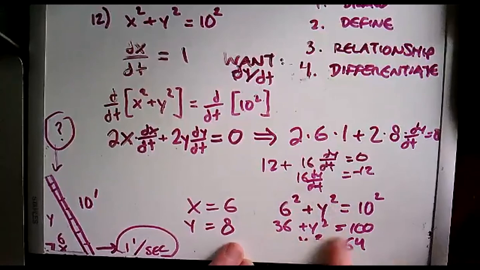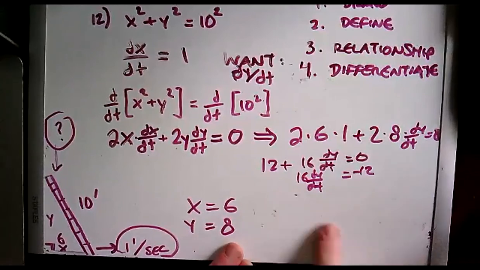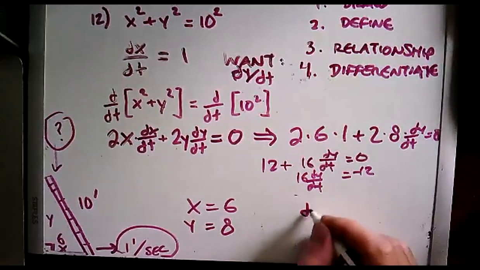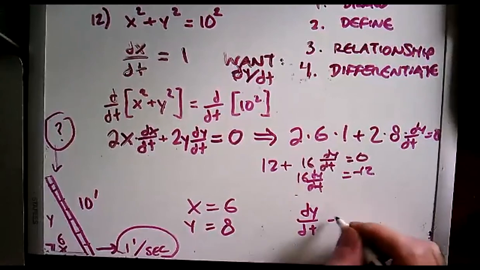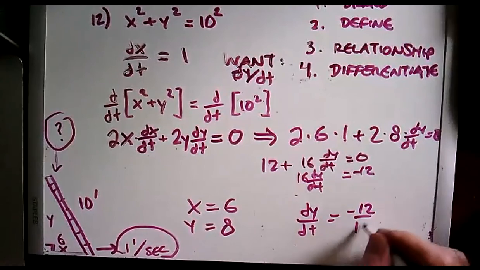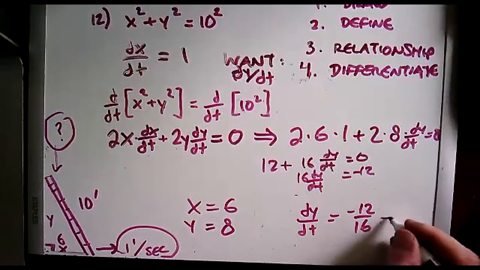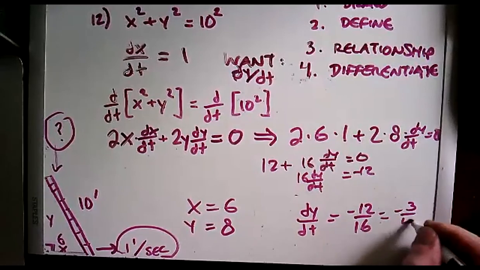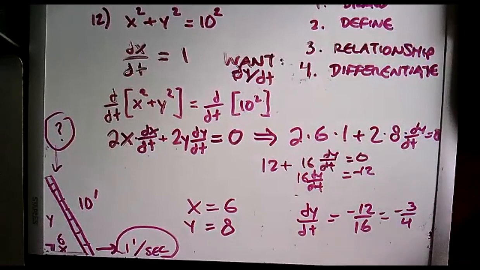Apologize for messy workflow here. And then finally dy/dt is going to be negative 12 over 16. You can leave it like that. It reduces to negative 3/4. And that makes sense that it's a negative rate of change since the height of the ladder is decreasing. Yeah, that jives with the problem.